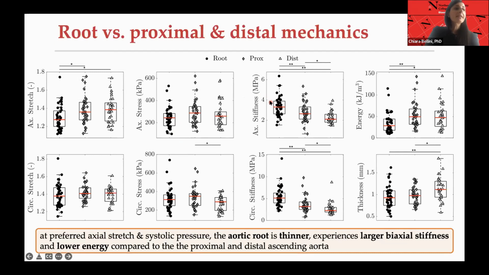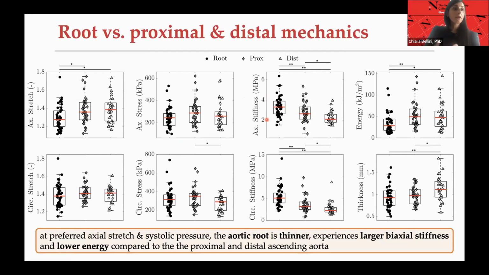Importantly, biaxial stiffness gradually decreased when moving away from the heart. Note that the intrinsic stiffness of aneurysmal tissue in patients is on the same order of magnitude of what we have measured in our preclinical models.